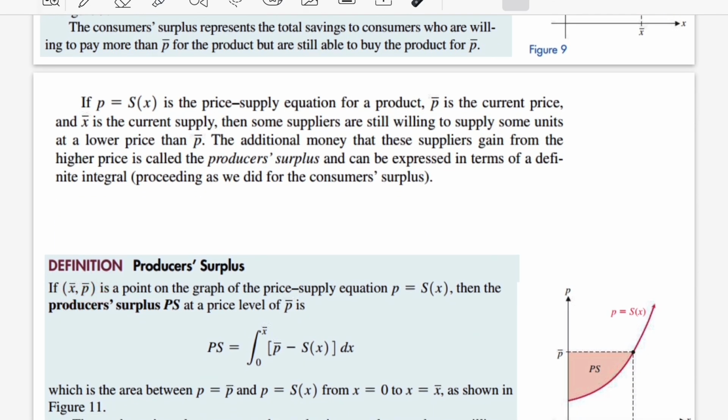if this here is a point on the graph of our price-supply equation, P equals S of x, so this is that point on this curve, then the producer's surplus, given by PS, at a price level of P bar is given by this definite integral. And similarly, this is the area between our curve and P bar, bounded by x equals 0 and x equals x bar. So all of the area in this region.